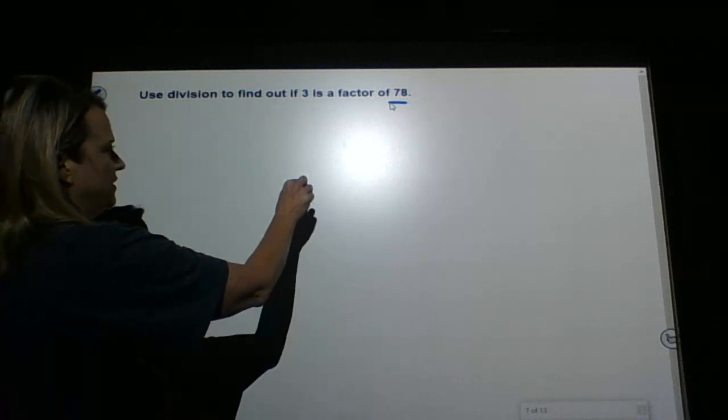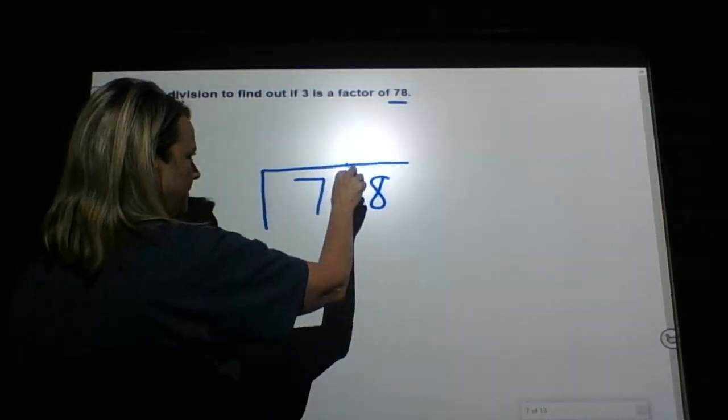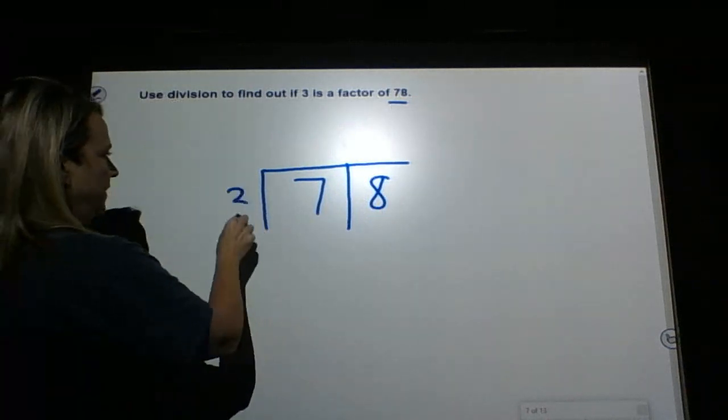But the question says do division. So let's put 78 inside the box. Let's keep them separated. And 3 is the star, right?